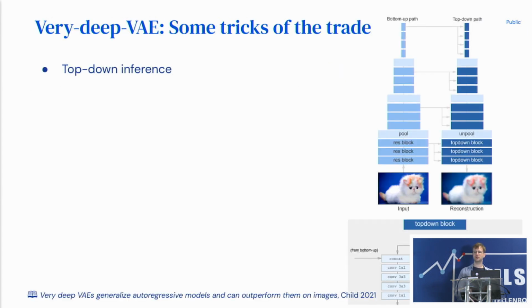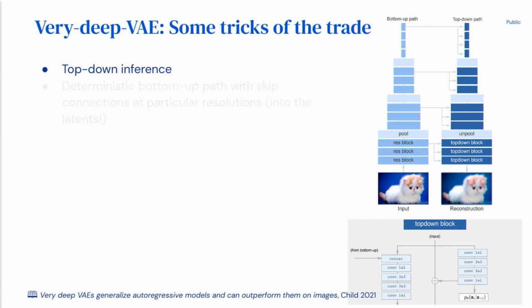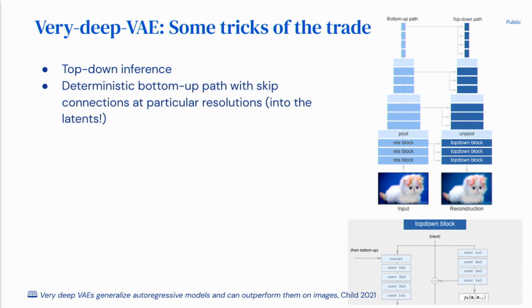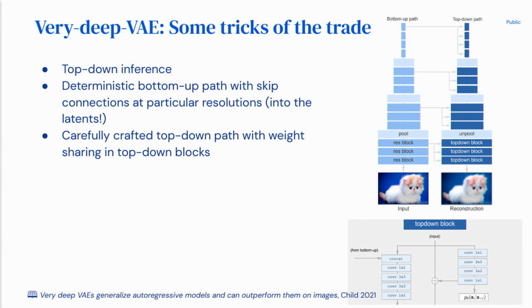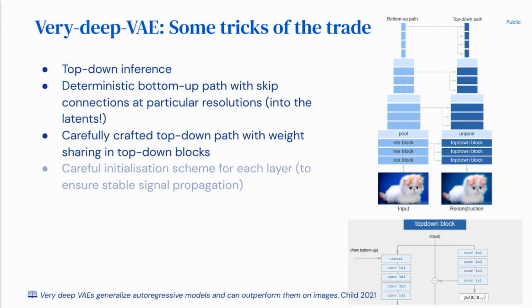And then you also have to come up with lots and lots of different tricks to make it work and be stable. So you have, as I already said, top-down inference and a deterministic bottom-up path with certain skip connections. And where you put the skip connections and how you do it is actually important. Then you have this weight sharing in the top-down path that's important. And then one thing that was very crucial in this paper, where they put a lot of work in, was a careful initialization scheme to make sure that the credit assignment in the beginning kind of makes sense.